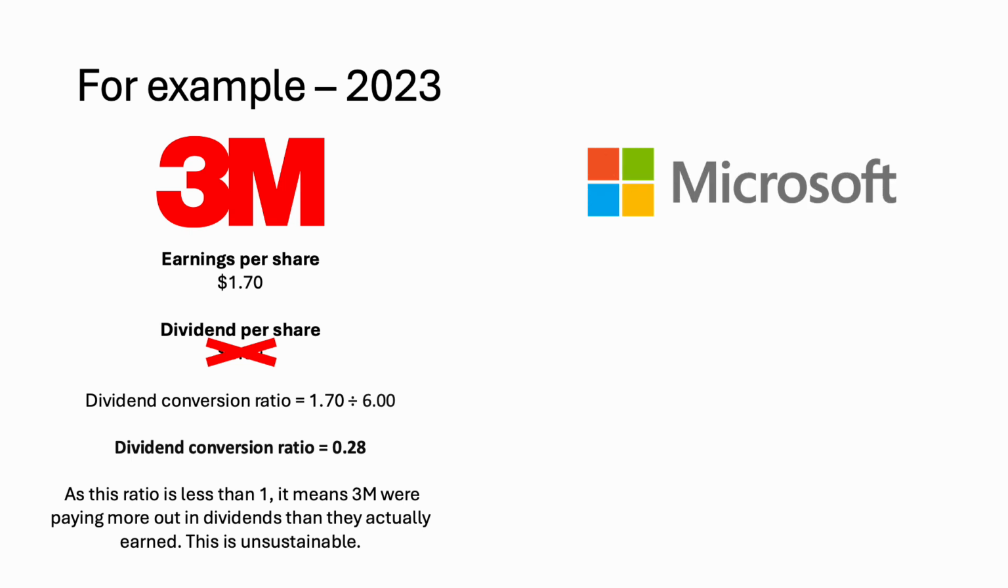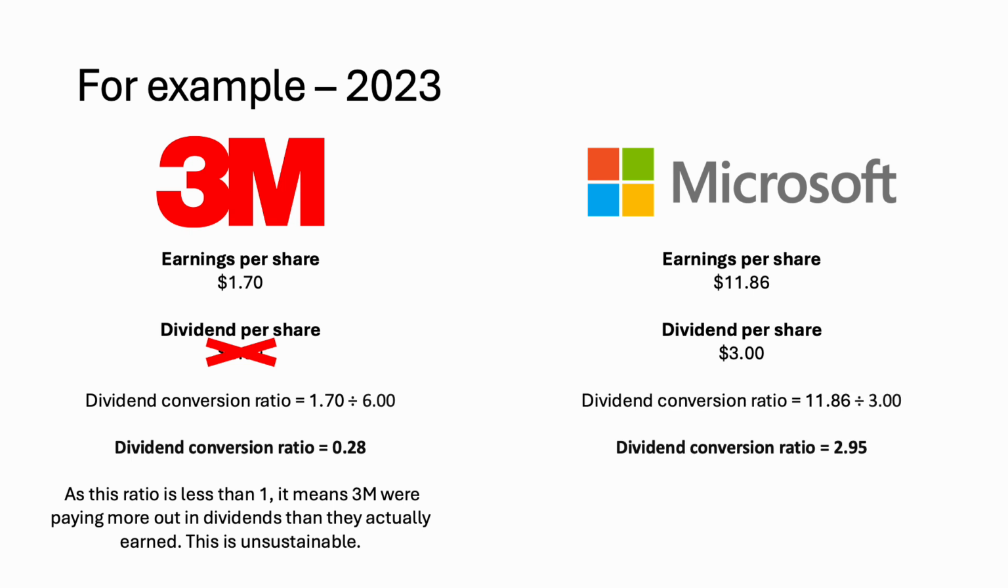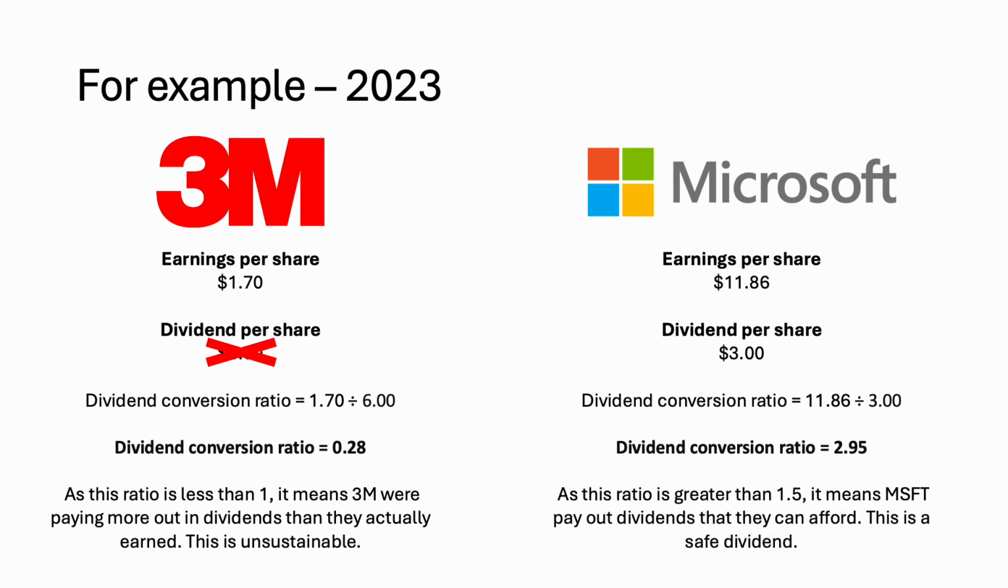On the other hand, if you look at a company such as Microsoft last year, they had an earnings per share of $11 and they paid $3 per share in dividends. So you can see already that that dividend is affordable. And if you even worked it out as a ratio, it was just under 3, and that's pretty safe. That's as safe as dividends can get.